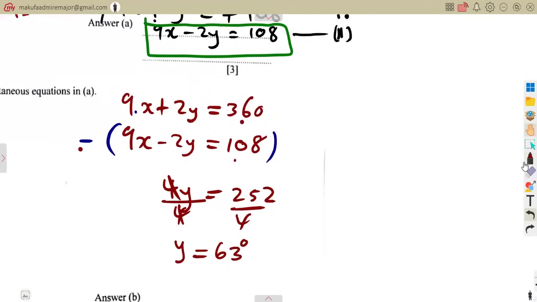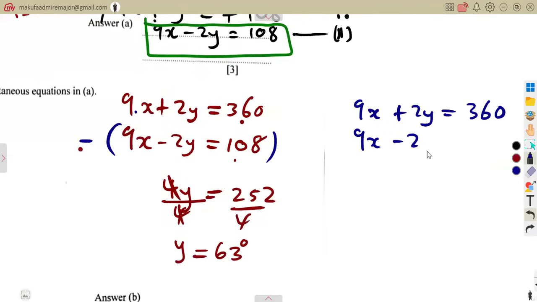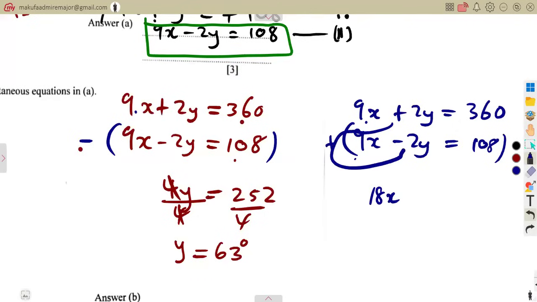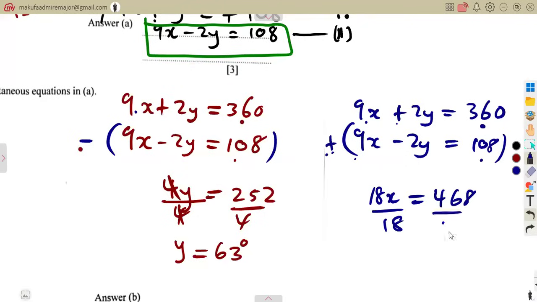Then after that, you can substitute, or you can eliminate y again. Because, as you can see, the part of y there is the same, you can also eliminate the y part. This is minus minus, so to eliminate, you can add this time. 9 plus 9, that is 18x. If you add this, that becomes a 0: 2 plus minus 2, that's 2 minus 2, which is a 0. So you add 360 plus 108, which is 468, divided by 18.